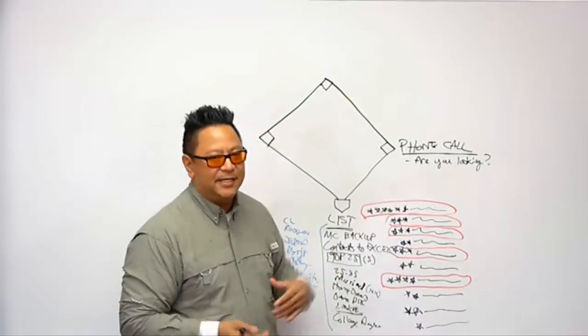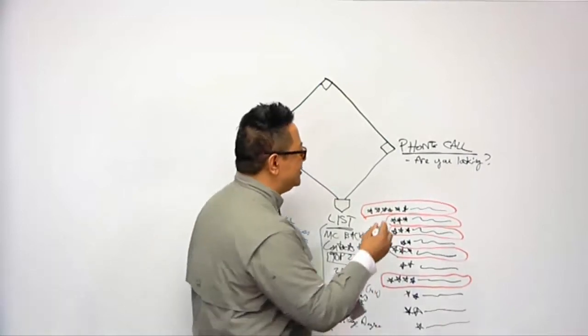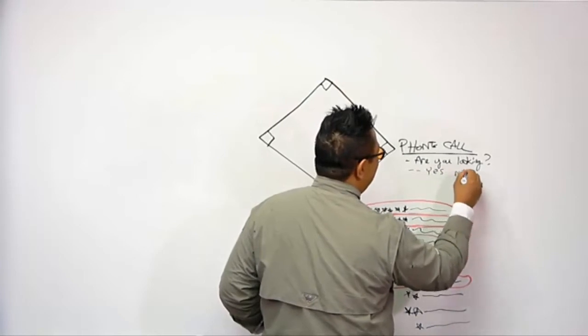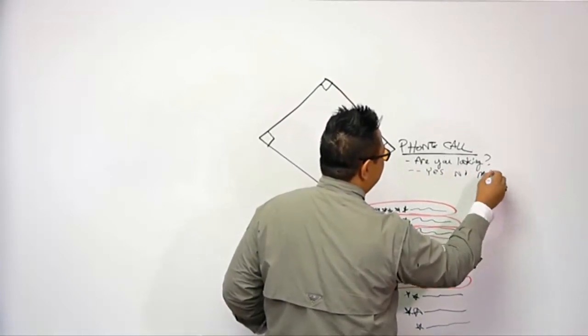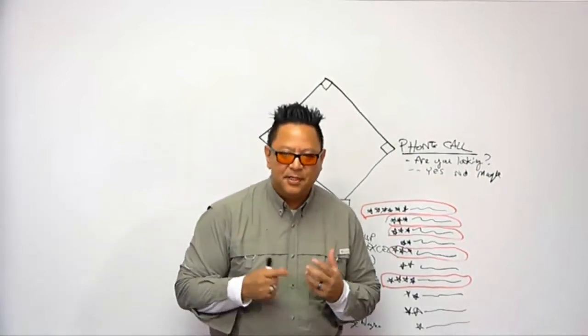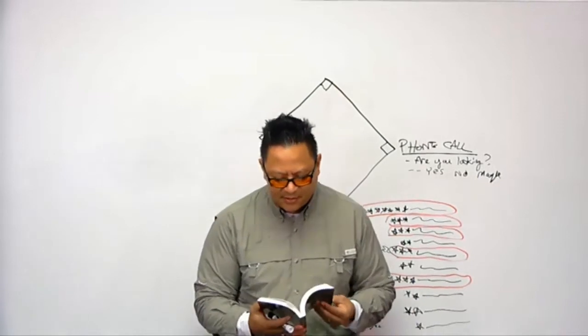So the phone call is just checking interest. Hey, are you looking or not? Yes or no? It's really a yes, no, maybe. There are 3 possible answers: yes, no, maybe so. Okay. The phone call is very simple. It's the 4 basics of a phone call.